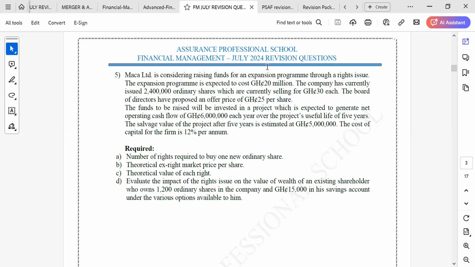We want to get 20 million Ghana cedis, isn't it, by issuing a certain number of shares at 25. So how many shares do we have to issue? We are looking for a certain number of shares at 25 so that we can get 20 million as the total amount.